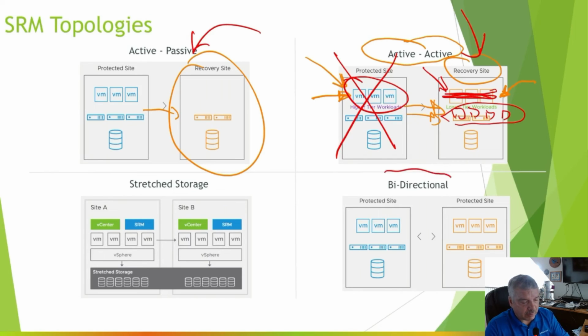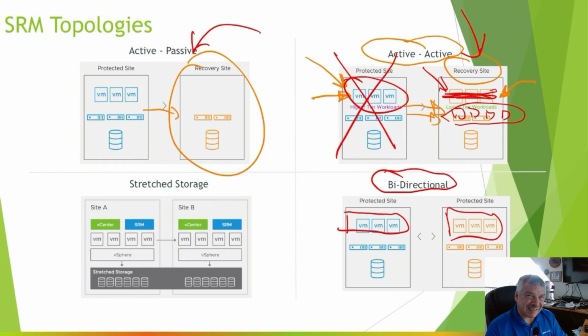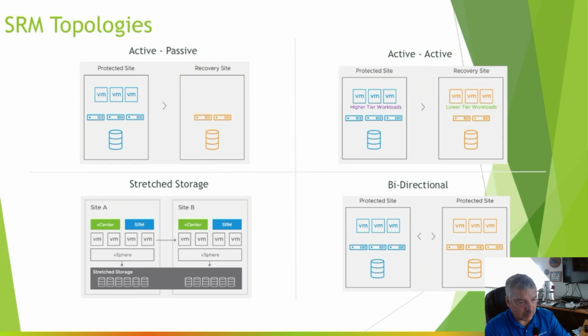The other one here is bidirectional. To me, that's truly active-active. You've got production workloads running in both sites. Each site is protecting the other site. So the blue VMs over here are being replicated over here. The orange VMs, again, are being replicated over here.